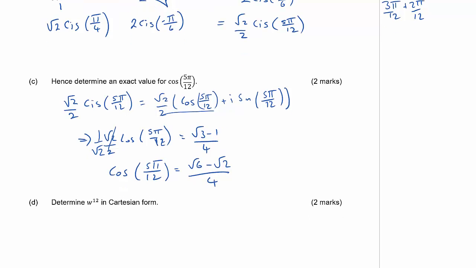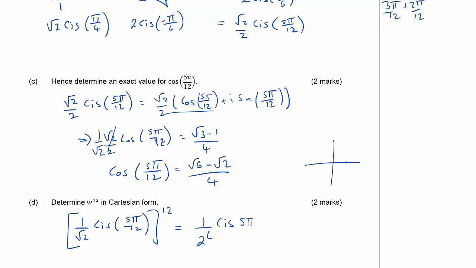And finally, we want to put w to the 12 in Cartesian form. So, well, I might once again write it as 1 over root 2 cis 5 pi by 12, and if we raise that to the power 12, I'm going to get 1 over 2 to the power 6. Remember, root 2 is 2 to the half. Put that to the 12. And then we're going to have cis, and 5 pi over 12 times 12 is just 5 pi.